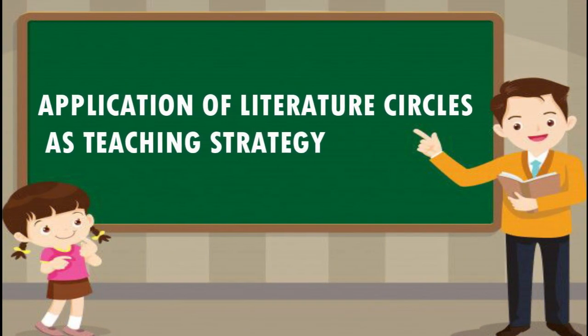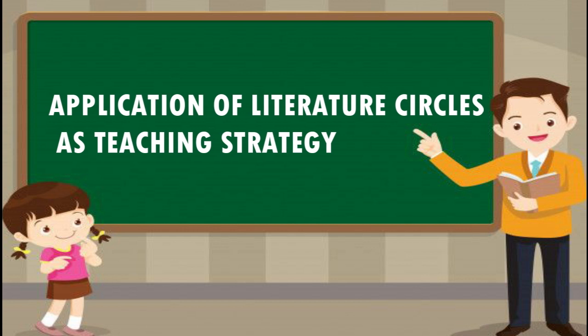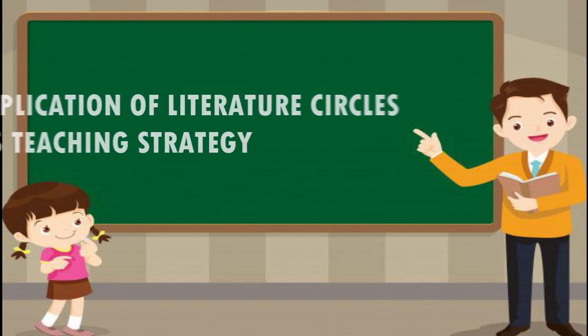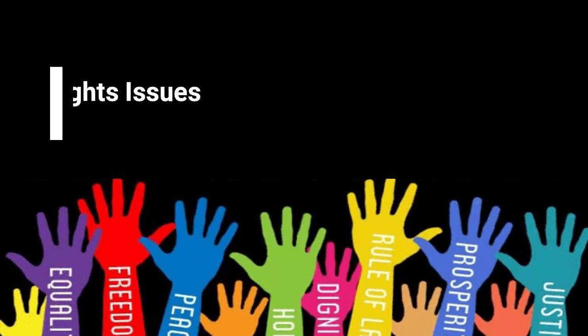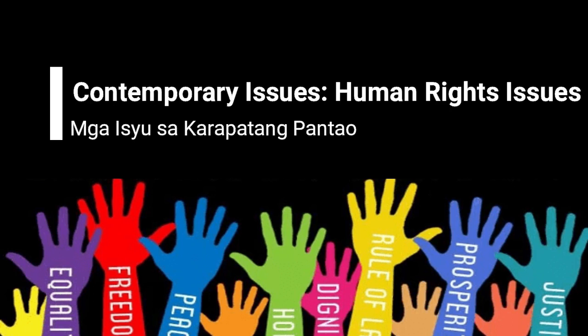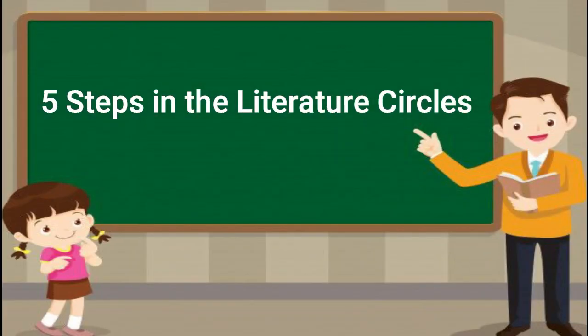The next part is the application of literature circles. I will apply the literature circles strategy on lesson plan making using a topic in social studies. Let's use the topic of social studies grade 10 in the Philippines: the contemporary issues, human rights issues, o mga issues sa karapatang pantao. Let us follow the 5 steps of the literature circles.